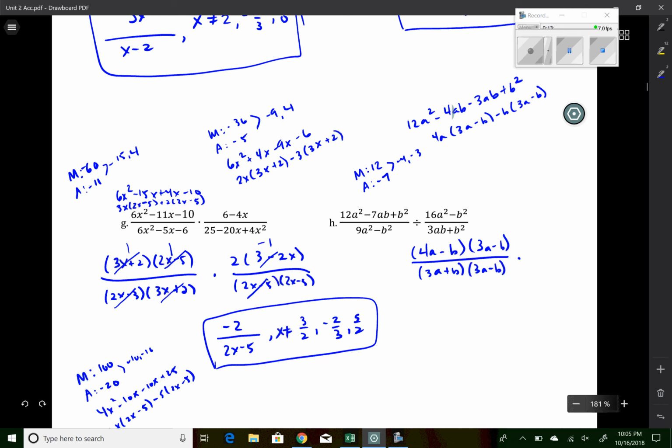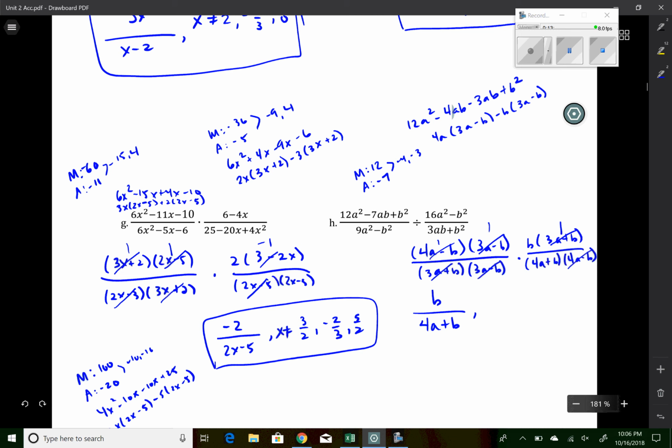Let's flip. So GCF of b, 3a plus b, and difference of 2 squares, 4a plus b, 4a minus b. 4a minus b and 4a minus b reduced to 1. 3a plus b, 3a plus b reduced to 1. 3a minus b reduced to 1. So what am I left with? I'm left with b divided by 4a plus b, where?